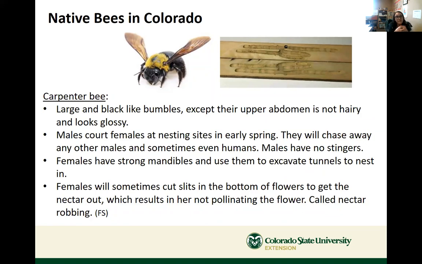The females do have very strong mandibles, and they're carpenter bees, so they are using those strong mandibles to cut tunnels into wood to nest in. The female carpenter bee is a bit of a trickster. They will sometimes cut slits in the bottom of flowers and get the nectar out. And if they do it from the bottom of the flower, they're kind of cheating because they're not pollinating the flower. They're not touching all those parts that make pollen and things like that. So we call that nectar robbing because they're stealing the nectar without doing any pollinating.